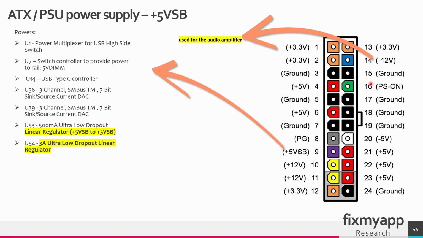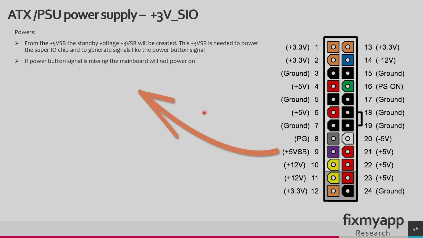When the power supply is turned on, on pin 14 there will be minus 12 volt created. This voltage of minus 12 volt is used by the audio amplifier. From the 5 volt standby voltage, the standby voltage of 3 volt will be created. This standby voltage of 3 volt is needed to power the Super I/O chip and to generate signals like the power button signal. If the power button signal is missing, the mainboard will not power on. And that is because the 3.3 volt is needed to generate a pulse that will go to the Super I/O chip.